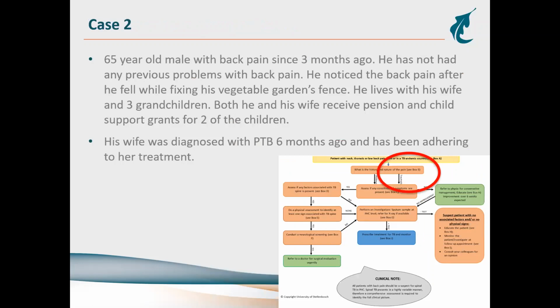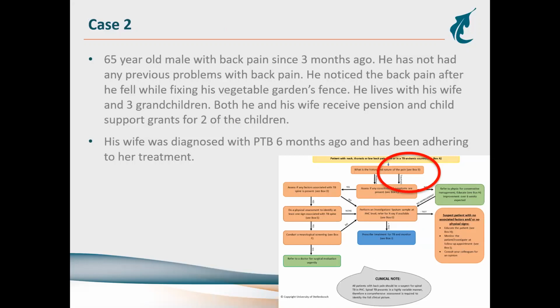So for case number 2, we have a 65-year-old male with back pain since 3 months ago. He has not had any previous problems with his back pain, but he noticed the back pain after he fell while fixing his vegetable garden's fence. So he lives with his wife and 3 grandchildren, and both him and his wife receive pension and child support grants for 2 of these children. His wife was diagnosed with pulmonary TB 6 months ago and has been adhering to her treatment.